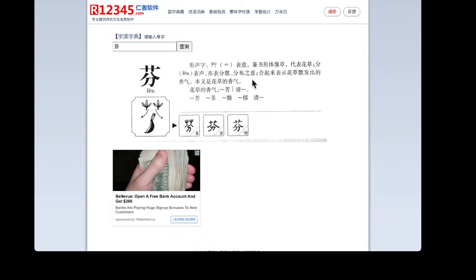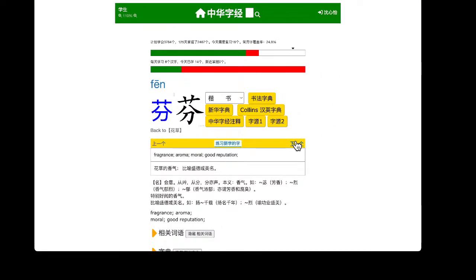Okay, now the character fen has the meaning of disperse, distribute. So this is actually referring to distribute what? Distribute fragrance, distribute that aroma. So this is fen.